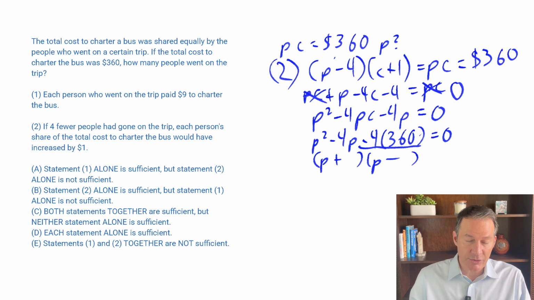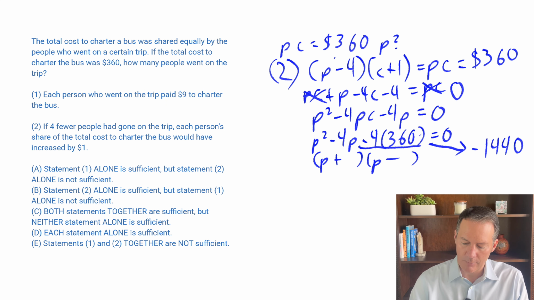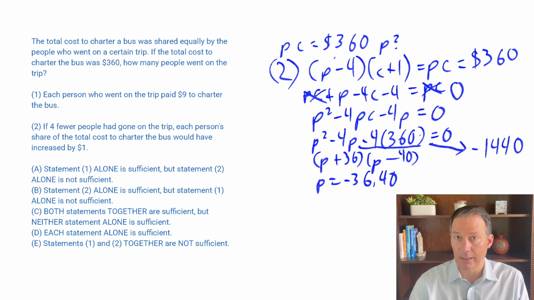However, just for illustration purposes, let's carry it through all the way. We know that this 4 times 360 is going to be minus 1440 if we work that out. And again, I'll shortcut a little bit by just jumping to what the right factors would be, which is positive 36 and minus 40. Of course, if we work that out, that tells us that p is going to be either negative 36 or positive 40. Again, can't have negative people, so we'll cross out the negative 36, and we're left with 40 people for our answer. So statement 2 is sufficient.